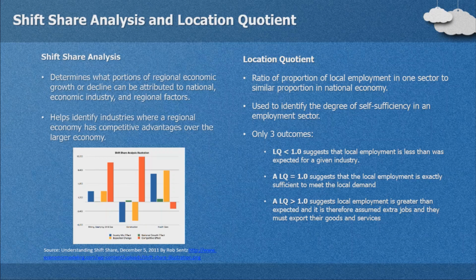Your outcome, there's three outcomes. It's a number that's less than one, a number that's equal to one, or a number that is greater than one. Basically, if the location quotient is less than one, it suggests that your local employment is less than expected. So you must be importing that service or good into your local economy. A 1.0 would suggest the local economy is exactly sufficient. And a location quotient that is greater than one suggests local employment is greater than expected for a given industry. So it tells you how specialized an industry is in specific sectors of the economy.